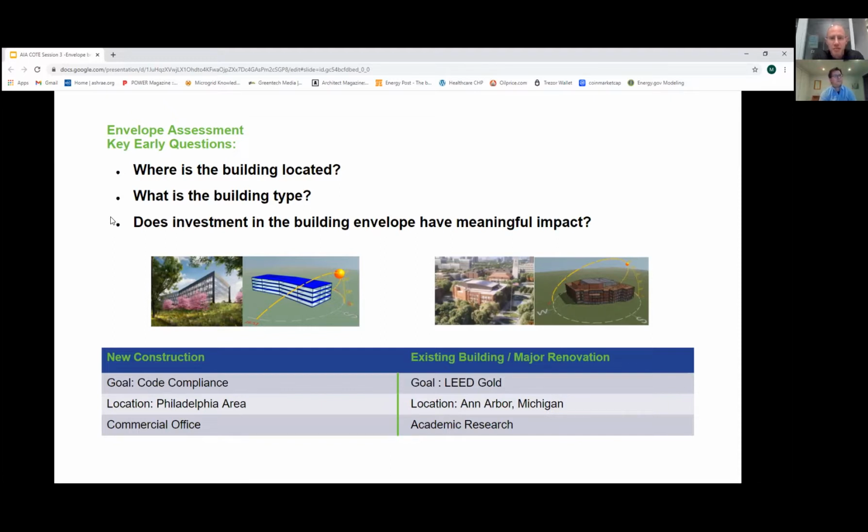What I'm going to attempt to do is show two different examples that have two different goals in mind. One is a commercial office building, new construction locally in the Philadelphia area, and the goal was code compliance. And then I'm going to look at a major renovation to an existing building, a higher internal load academic research building in a cold climate in Ann Arbor, Michigan, and the goal was a more advanced sustainability approach to LEED Gold.